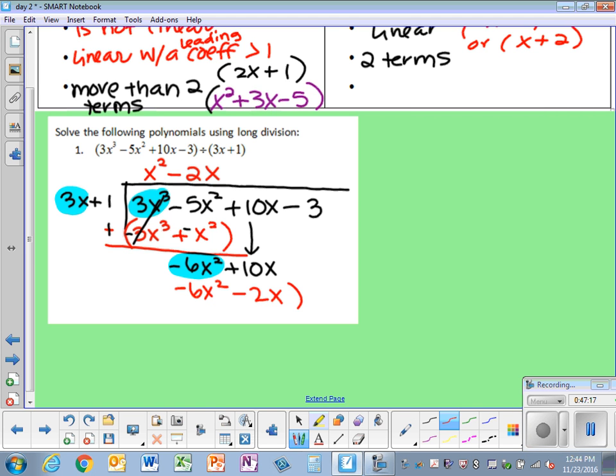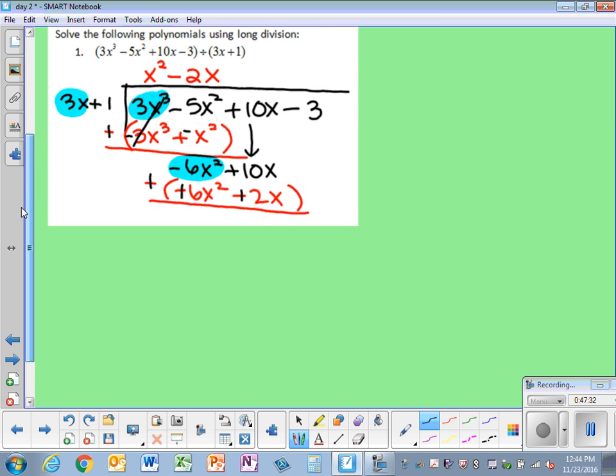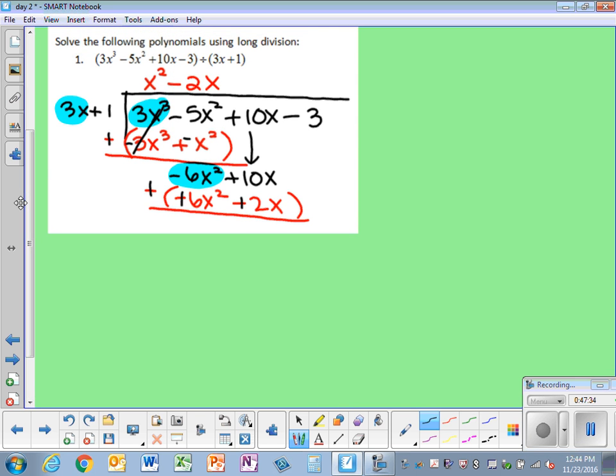Parentheses, subtract. And then let's distribute. So plus, plus, plus. Okay, so I have negative 6x squared plus 6x squared. They should cancel out. 10x plus 2x gives me 12x. And then bring down your minus 3.